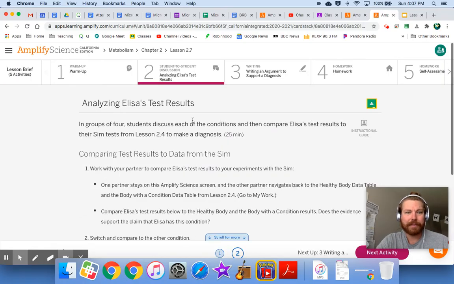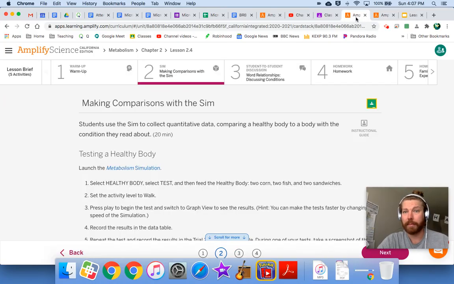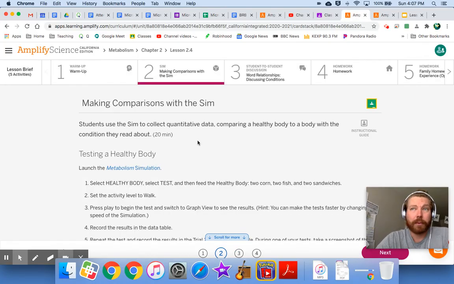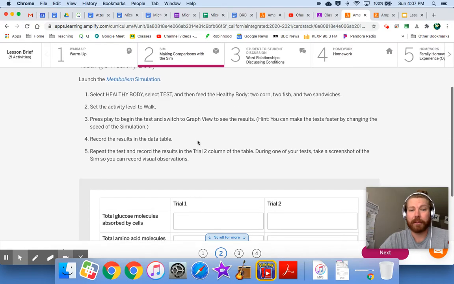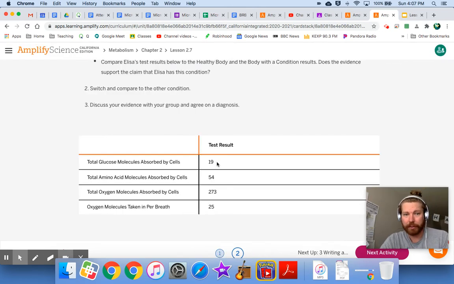In activity 2, right down here, these are Elisa's test results. And so what you're going to want to do is open up 2.4. Do you remember when we did 2.4 and we looked at the condition that we were studying in the simulation and we collected the same data? We collected the same exact data. So go back to 2.4. Refer to the data that you collected for your condition and see how it compares to Elisa's data. Does it look similar? Does it look different?